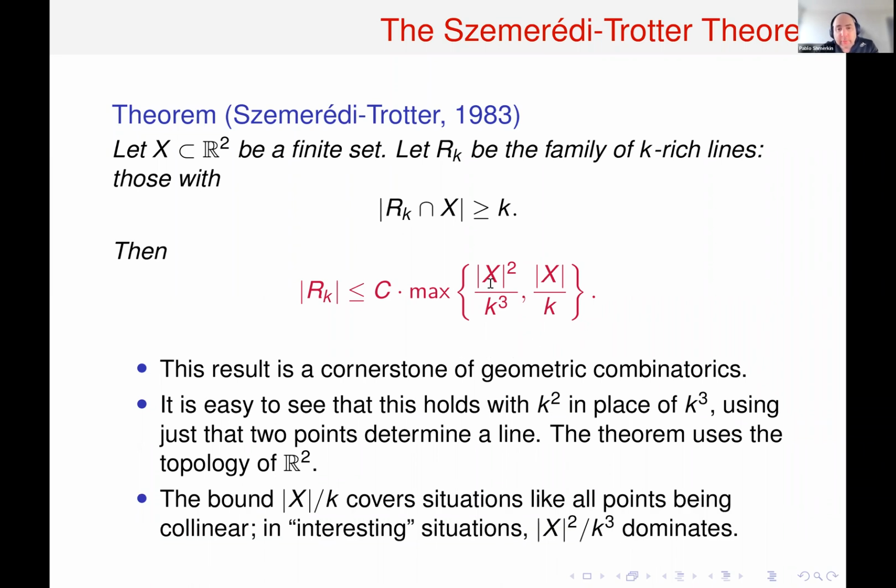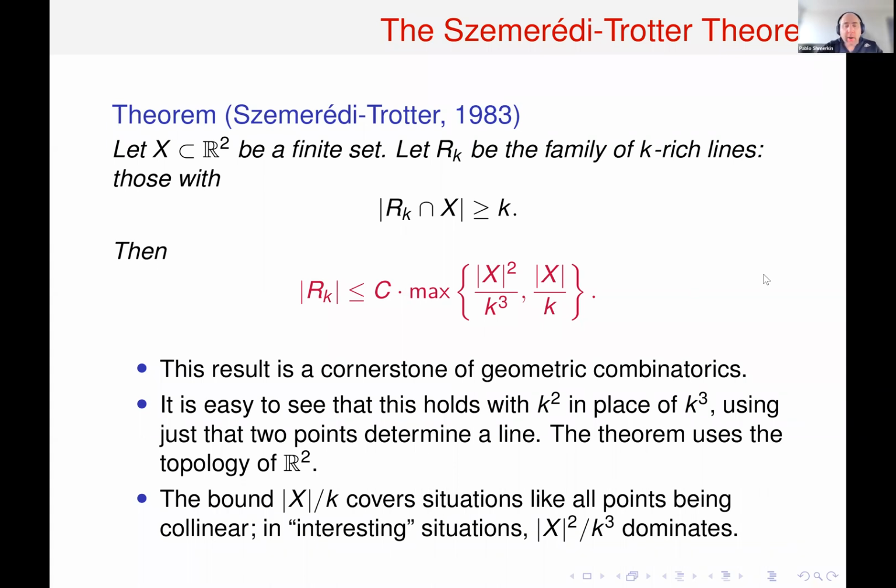Okay, and we have two bounds, size of X squared over K cubed and size of X over K. We need both, since the theorem would be false keeping just one of them. But the interesting one is really the one on the left. The one on the right covers boring situations, like if all points are just on one line or things like this. The fun bound is the one on the left that covers the interesting cases.